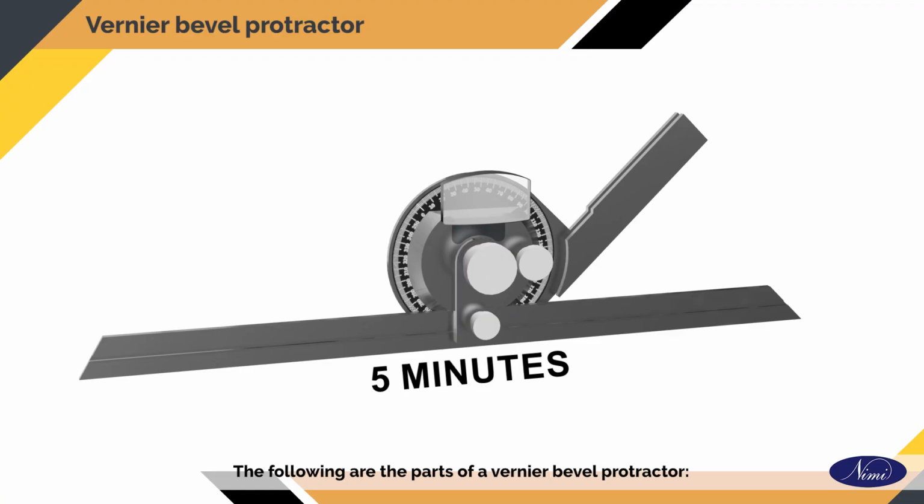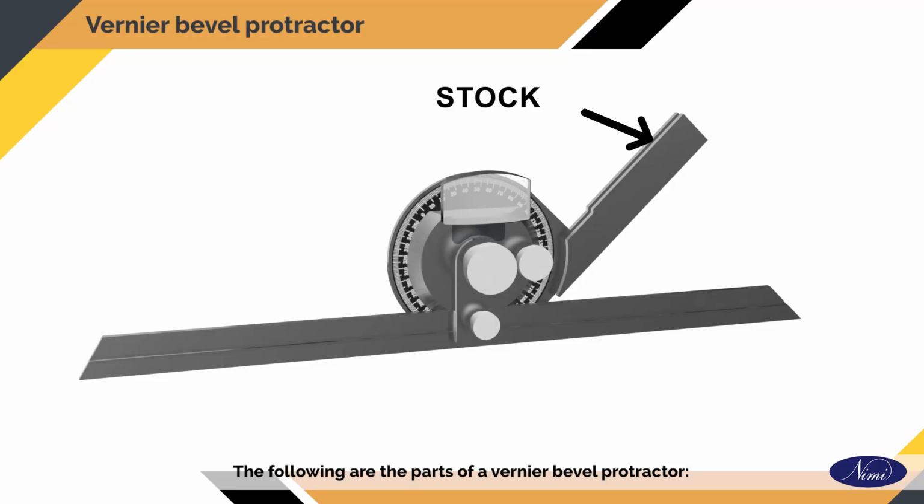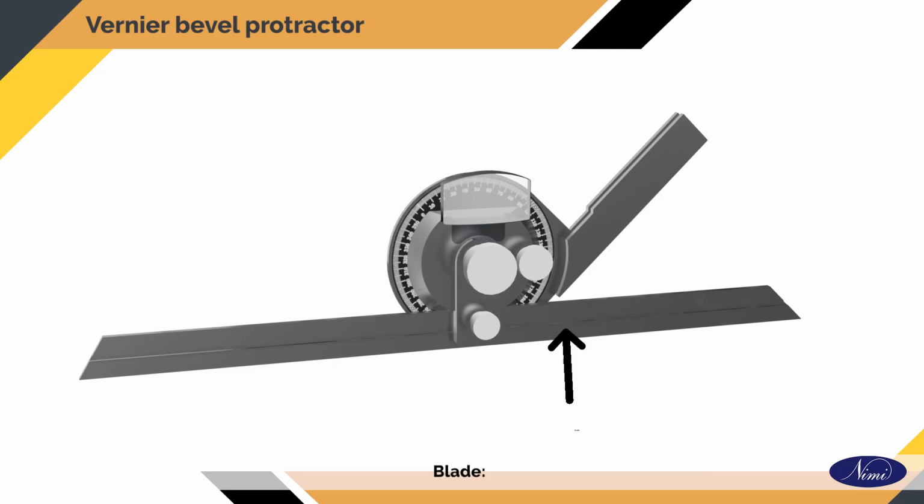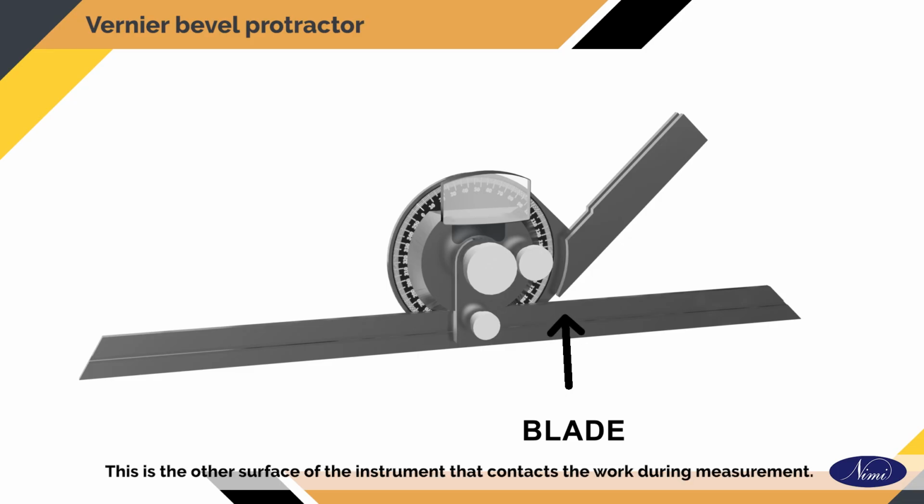The following are the parts of a vernier bevel protractor. Stock. This is one of the contacting surfaces during the measurement of an angle. Dial. The dial is an integrated part of the stock. It is circular in shape and the edge is graduated in degrees. Blade. This is the other surface of the instrument that contacts the work during measurement. It is fixed to the dial with the help of the clamping lever.